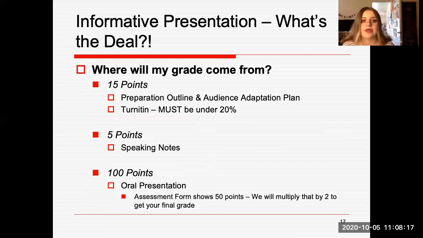And then where will the grade come from? 15 points will go for the outline. The audience adaptation plan is actually in the forums now for its own grade, so kind of ignore that. The 15 points is just for the preparation outline. 5 points are going to be for the speaking notes, and 100 points is going to be for the oral presentation.